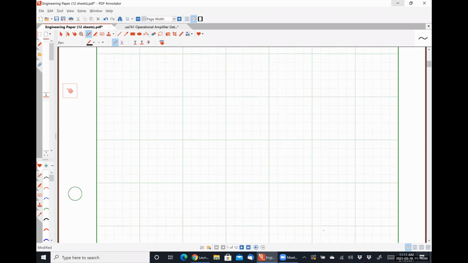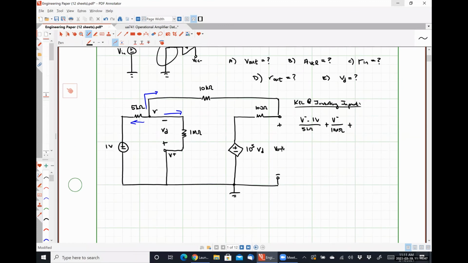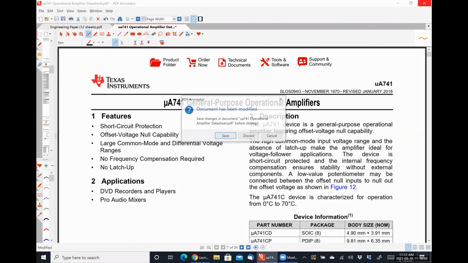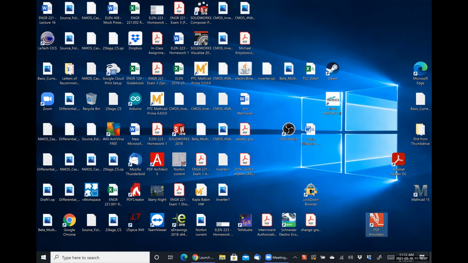Oh goodness, what did I just do? Forgot to label my output voltage. Sorry, just a second, save, close, discard. Stupid error.